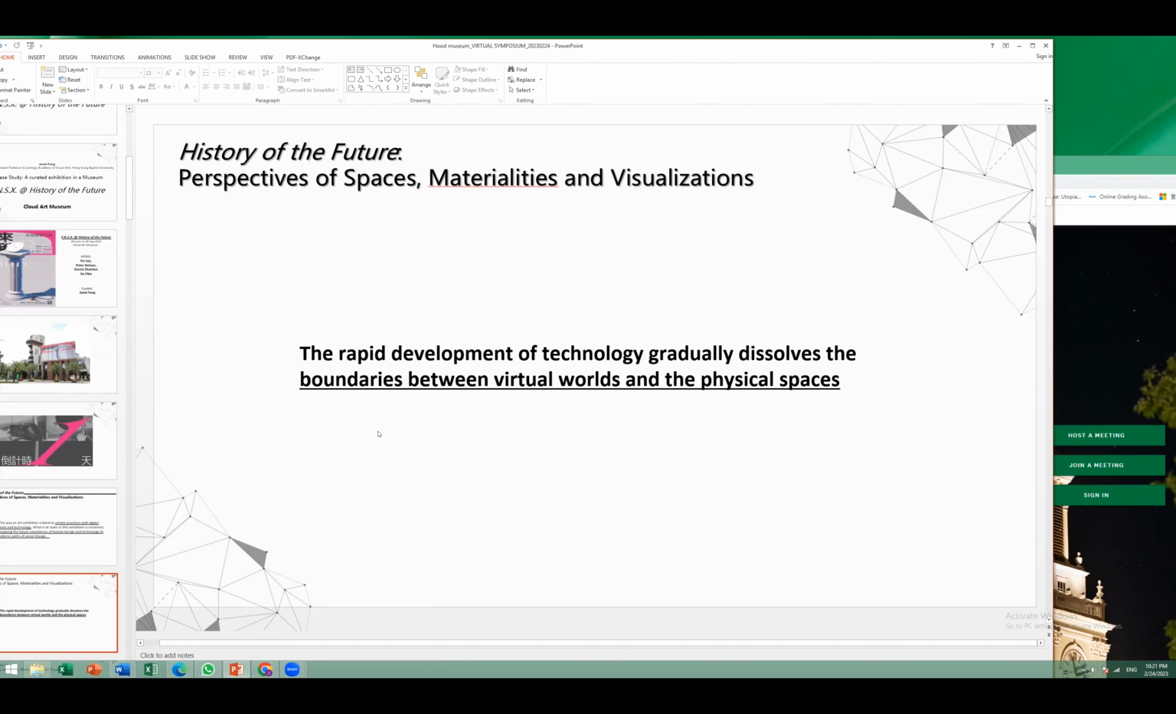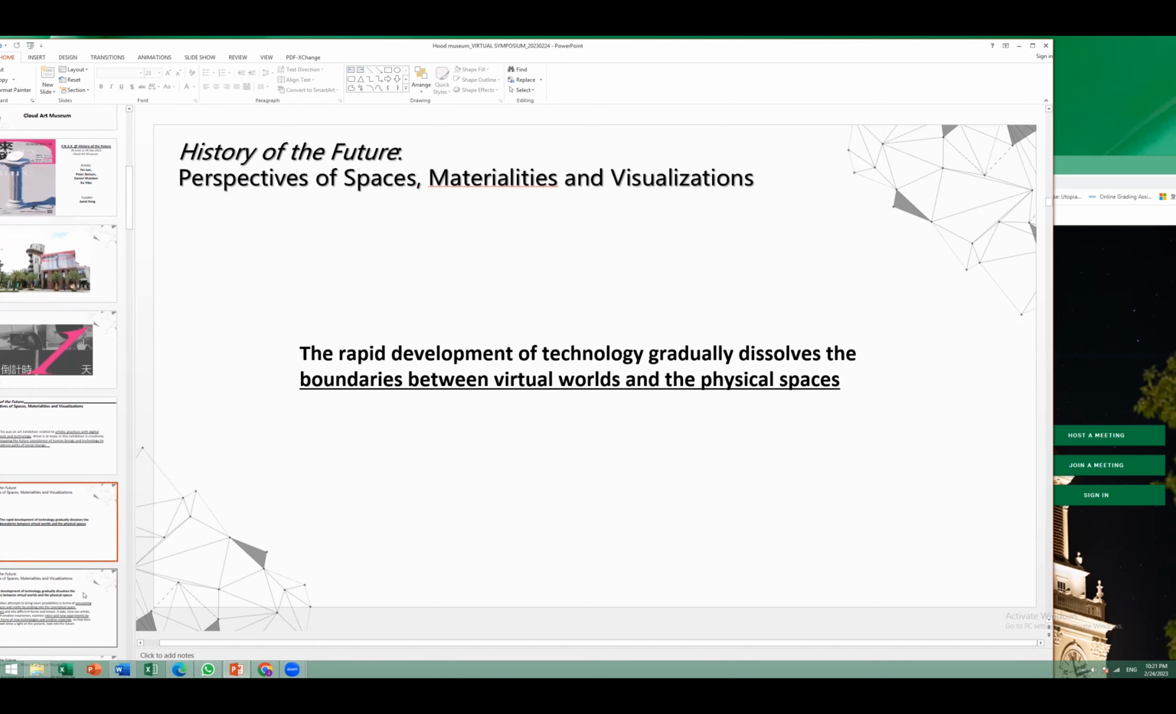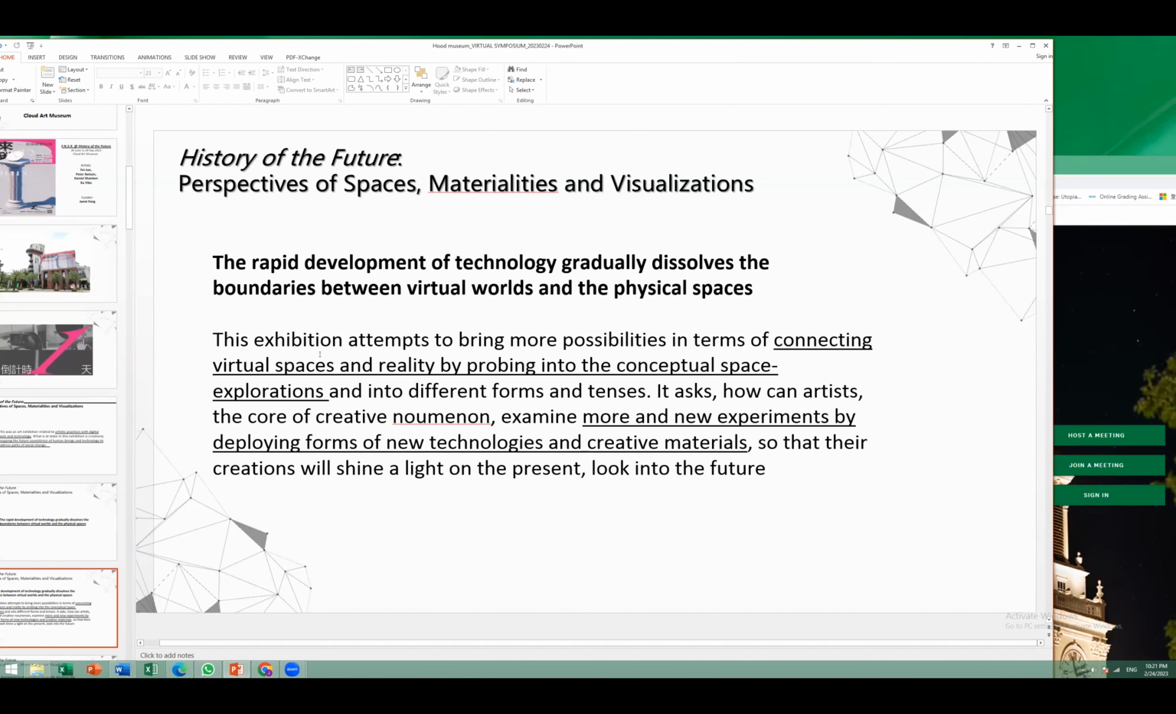And the main angle to talk about is how technology dissolves the boundaries between virtual worlds and physical spaces, because this exhibition was also held in a physical space in the museum itself, but we used a lot of digital technology to cross those boundaries between these two spaces. And also for this exhibition, I would like to explore more experiments with the new technologies, how they change the possibilities of some traditional art forms. That's also one of the things that I would highlight today.